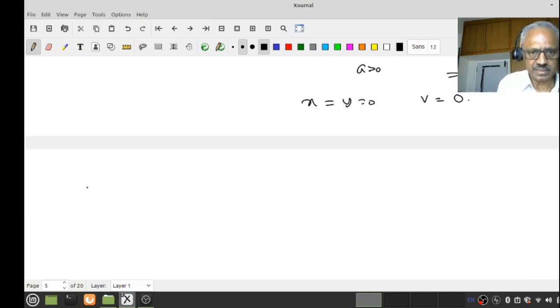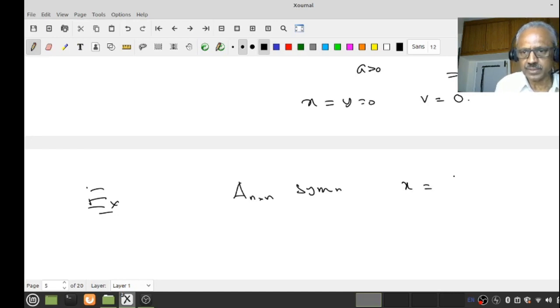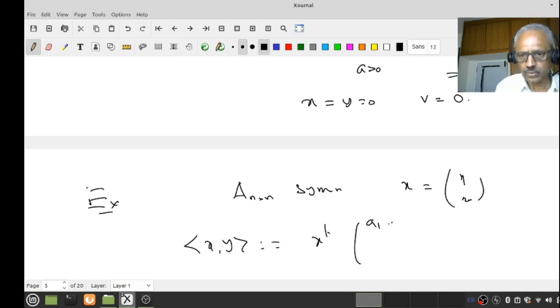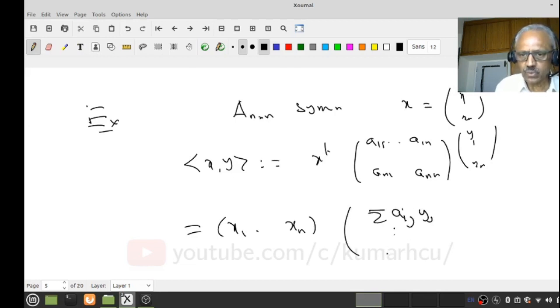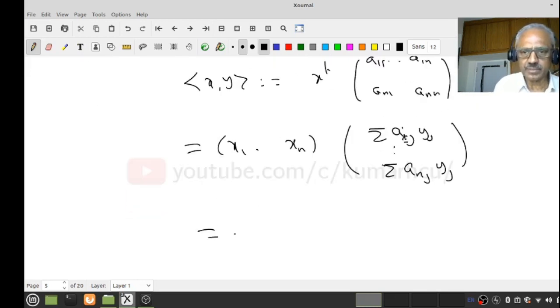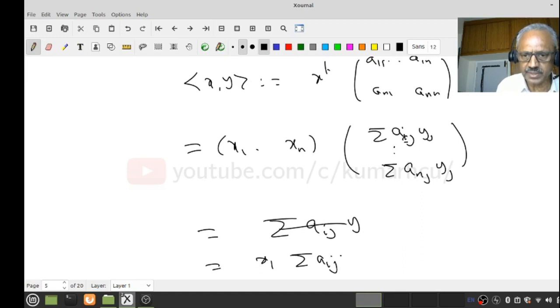Right? Okay. Just as a leaving exercise, I did the special case. Remember, suppose A is an n cross n symmetric matrix and write column vectors x1, x2, up to xn, then the inner product (x, y), we already got it, but let us do that. X transpose, the matrix a11 to a1n, up to an1 to ann, into y1, y2, up to yn. Okay, this is equal to x1, x2, up to xn, and this is summation a1j yj, and so on, up to anj yj, this is j, not i.